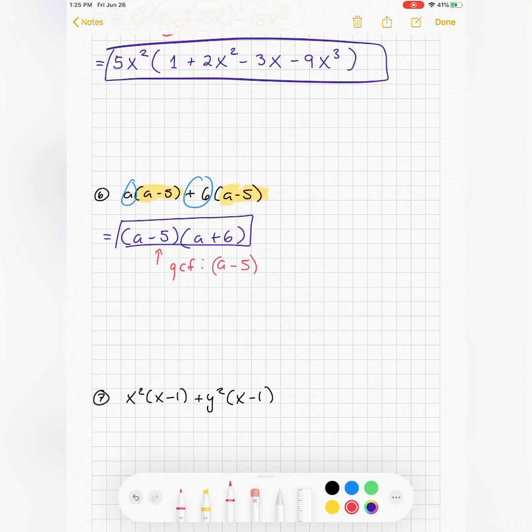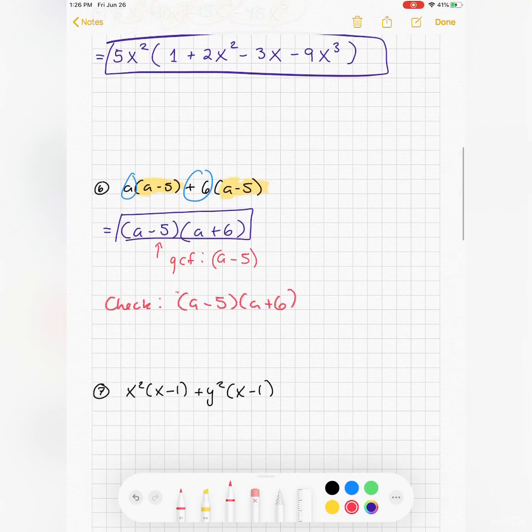Now think about how I'm going to check this. This is kind of an interesting one to check. So how would this work? I'd take this a minus 5 and I would distribute it. So I'd have a times a minus 5, and then I'd have plus 6 times a minus 5. Oh, that's what I started with.